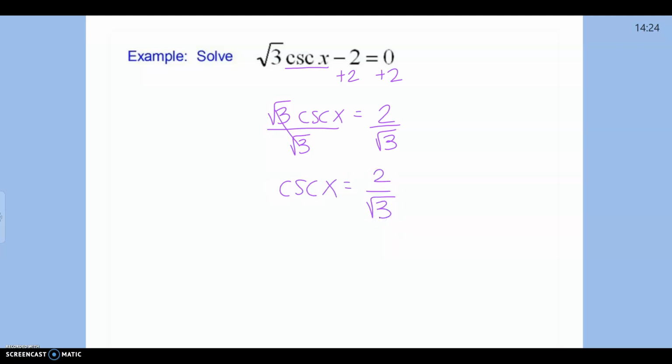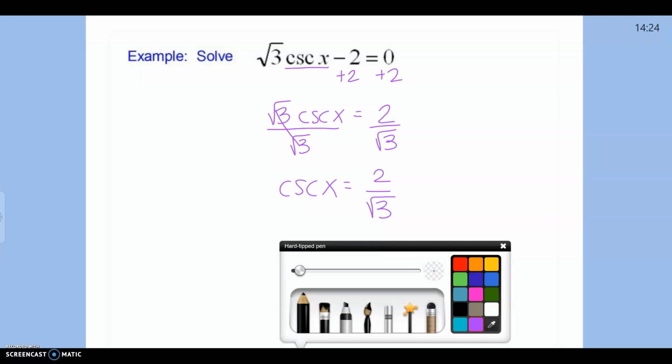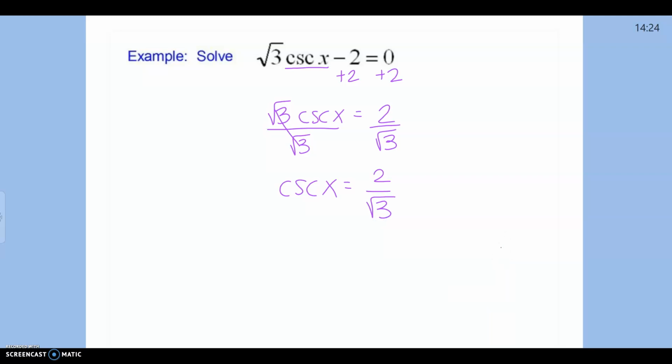I know we're not allowed to leave radicals in the bottom, but I also know that when we look at our unit circle, we don't know anything about cosecants. So from our last unit, cosecant is the reciprocal of what? And you should be saying sine. So if I want to flip this thing over, I can. And I can flip this over to say that sine is the square root of 3 over 2, the reciprocal of cosecant. So once I get sine by itself, I'm ready to go to my unit circle, okay?